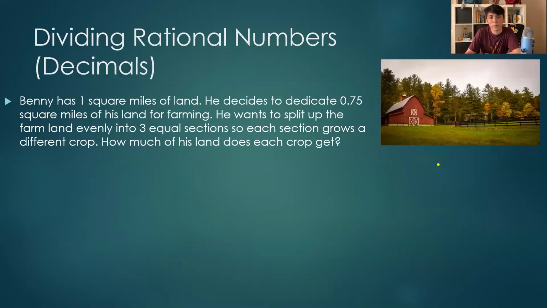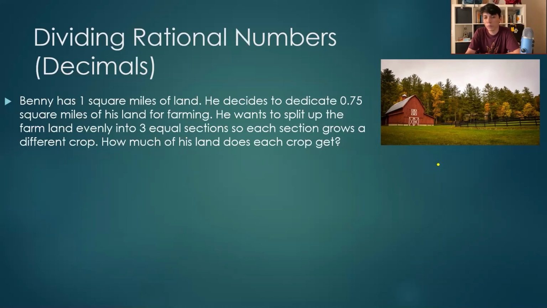Okay, so now we're going to divide decimals. And then here's the word problem for it. Benny has 1 square mile of land. He decides to dedicate 75 hundredths of that land for farming. He wants to split up the farmland evenly into 3 equal sections so each section grows a different crop. How much of his land does each crop get?